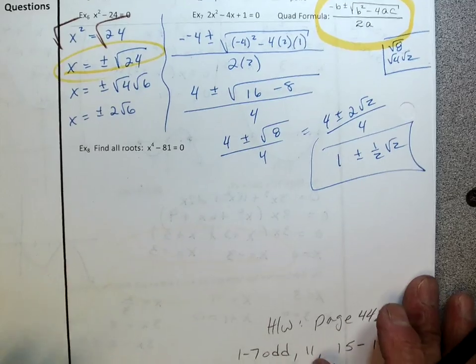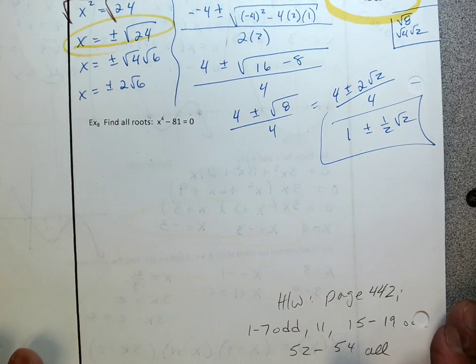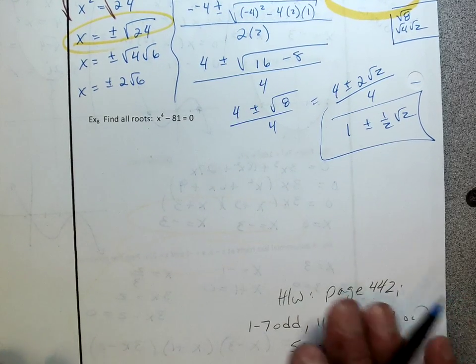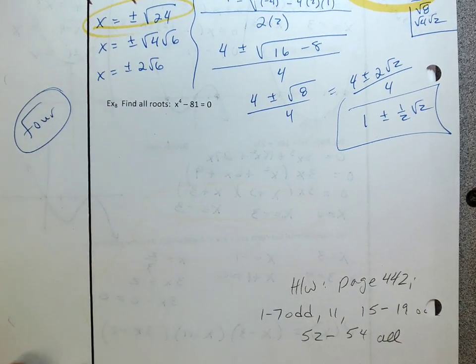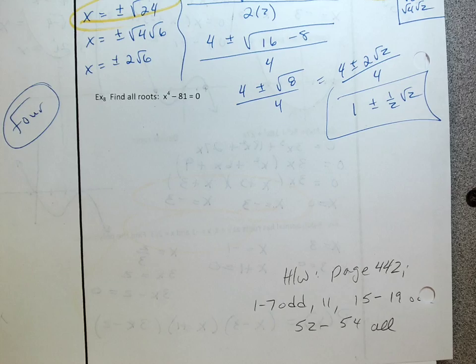Okay, tell me when you're ready for the last one. Ready for number 8? Not really. Yes. How many answers? 4. There has to be 4, right? So let's see if we can get 4 answers, okay?